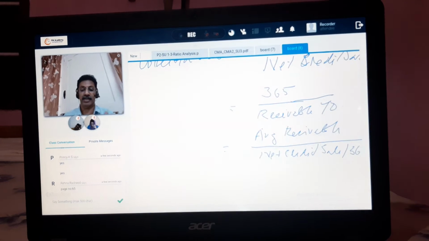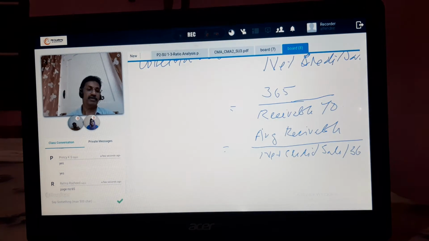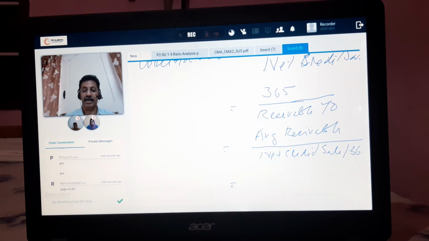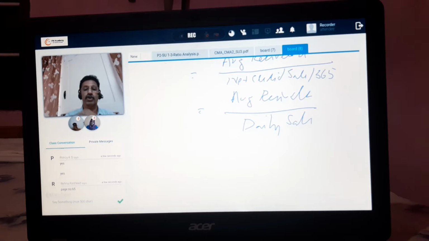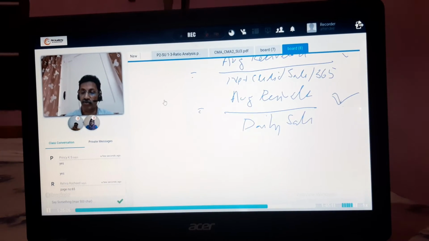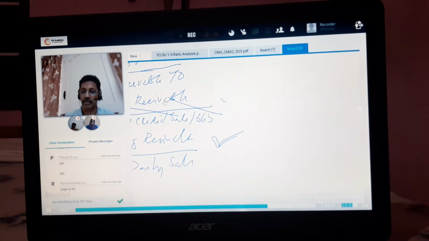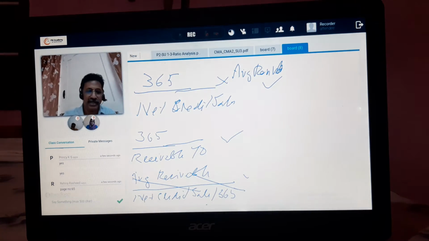Then you are straight getting how many days of credit sales are there in the receivables on an average. So this is like average receivable divided by daily sales. Then also you're getting this. This is one format. This is nothing but this format and this format and this format. All these are interrelated. You know it actually as such.